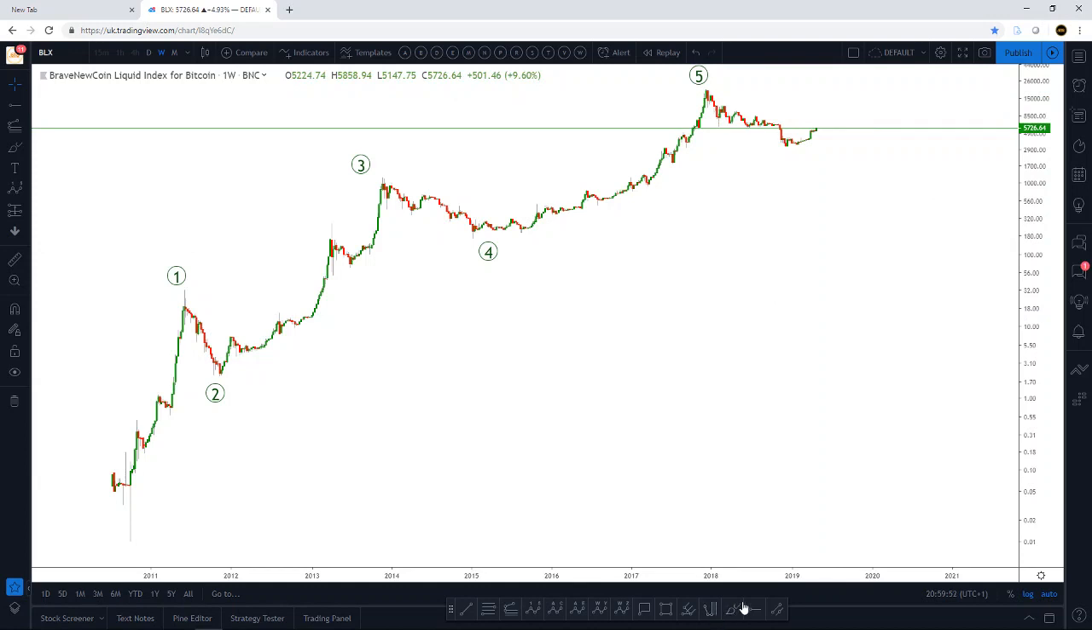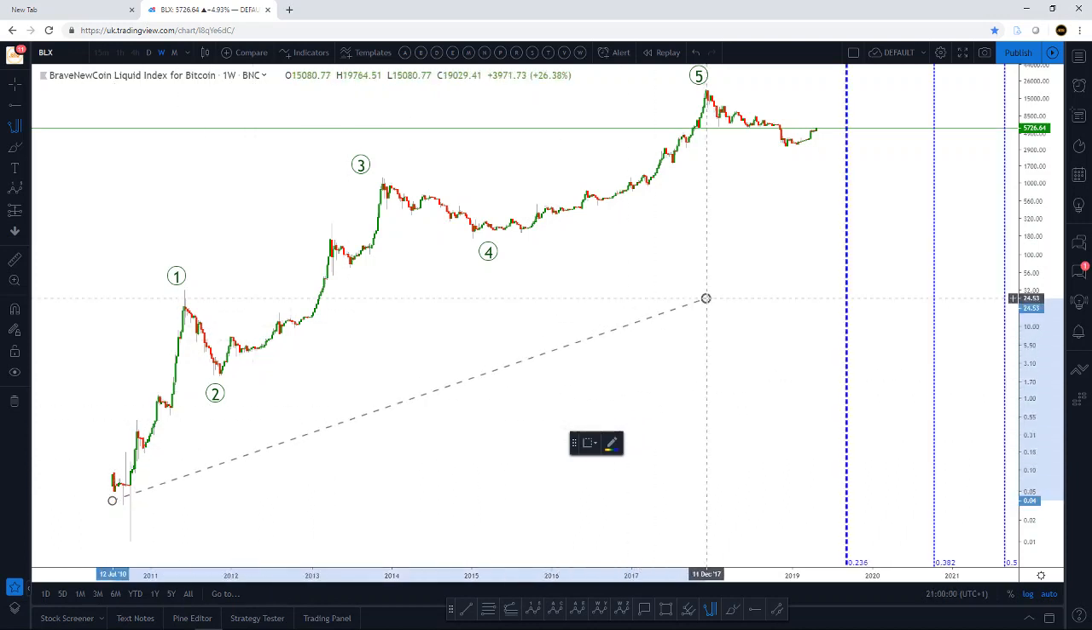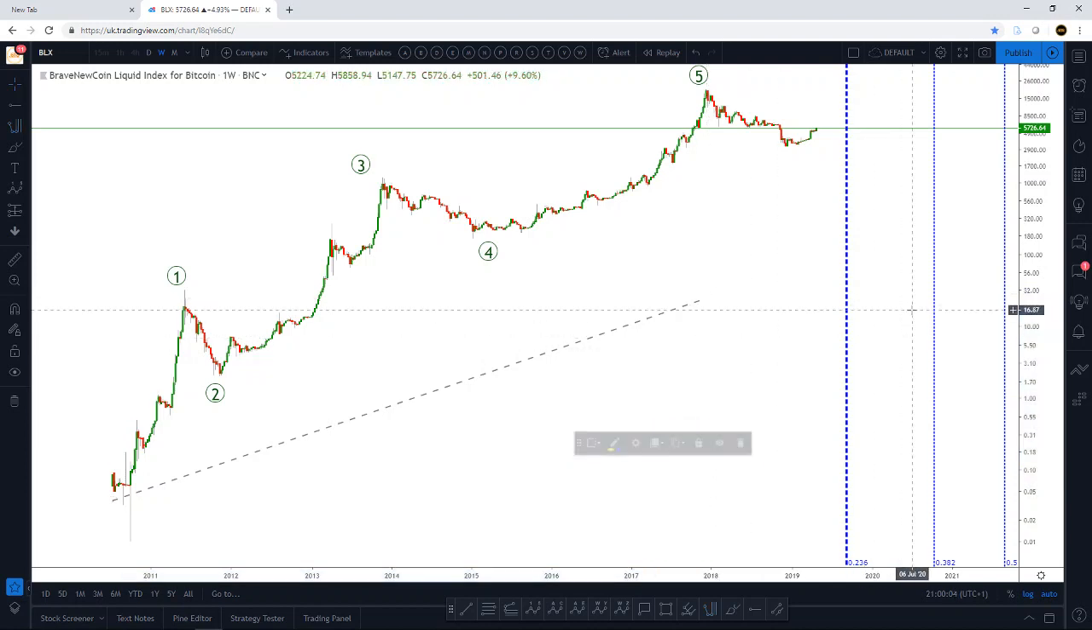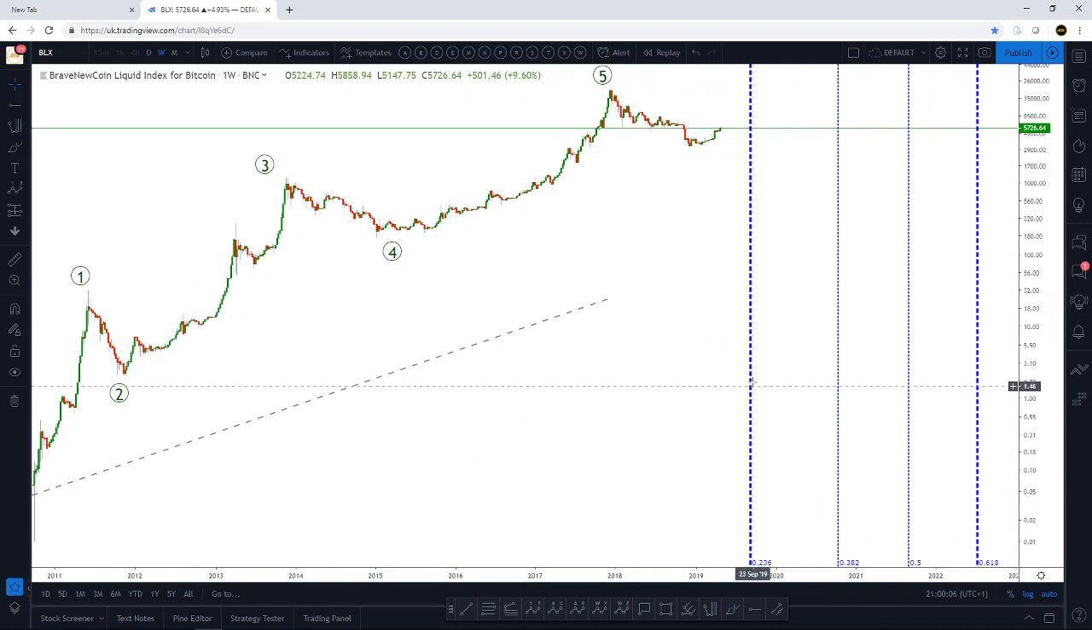So far, all we've seen, so if we go back from the Genesis, using fib time, bring it to our 20k high, and plot our fib time levels. So we've not even hit the 0.236 for this retracement. Now, the 0.236 would take us to September 2019.